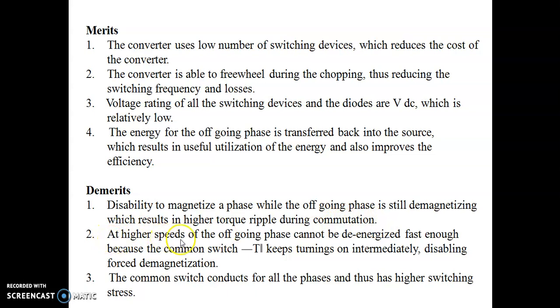Second point, at high speeds the outgoing phase cannot be de-energized fast enough because the common switch T keeps turning on intermittently, disabling the forced demagnetization. Here we have a common thyristor T. Even if we turn off T1, T2, T3, etc., the demagnetization does not take place suddenly because the thyristor T is always in operation. The third point, the common switch conducts for all the phases and thus has higher switching stress.